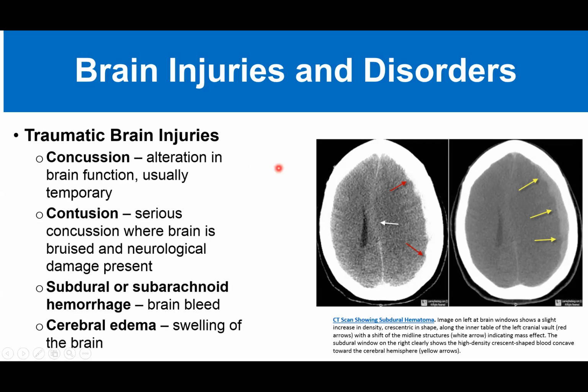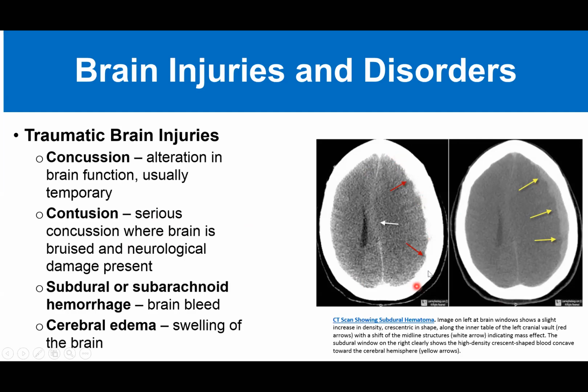So back to the traumatic brain injuries, we have contusions, which are basically just really serious concussions where the brain is actually bruised and neurological damage is present. Third, we have subdural or subarachnoid hemorrhages. So basically this is referring to a brain bleed. And over here in this picture, this is kind of what I'm trying to show you here.